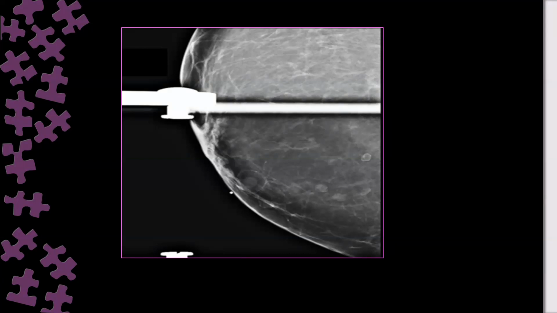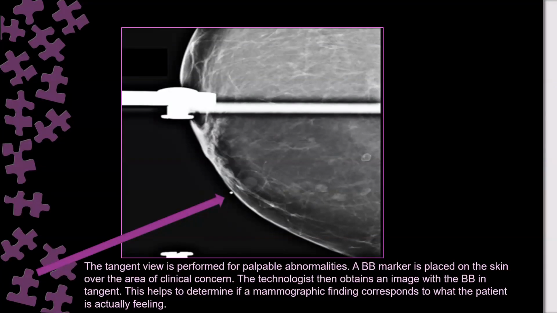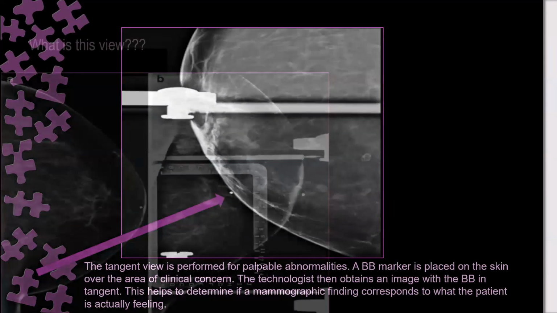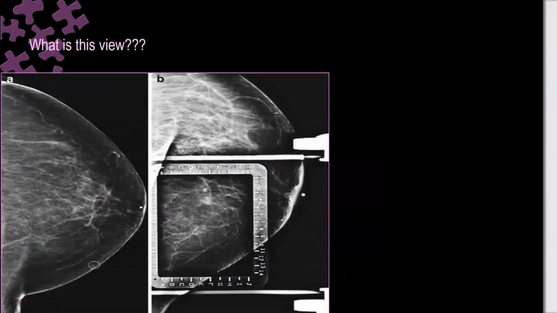No, I think of the tangential view, honestly. This is the tangential view. Okay. That is tangential. You can see along the surface of the skin. See? It is seen along the surface. That is the tangential view. This is the BB, and that is the tangential view, or tangent view. And what is this view?